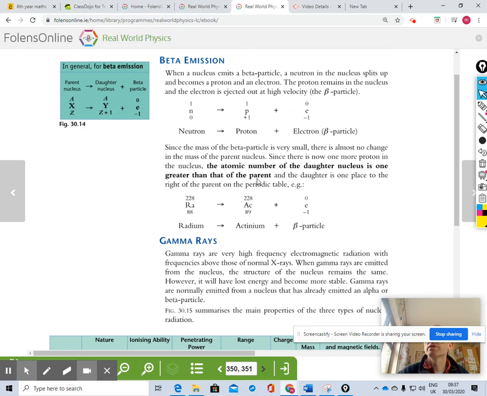So when it comes to writing a nuclear equation, there's more or less no change in the mass. So the top number stays the same. The bottom number, because the electron is -1, becomes 89. You have to add on 1.